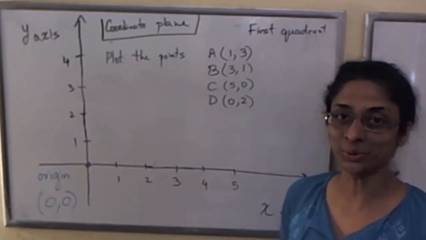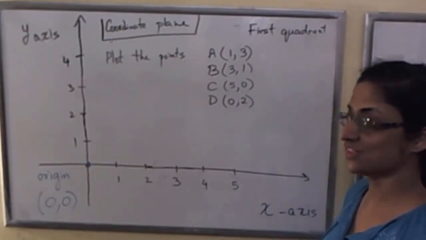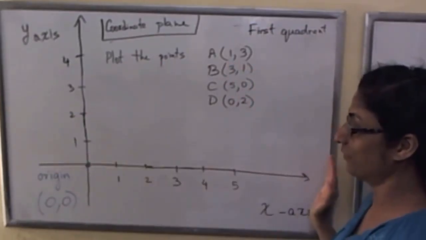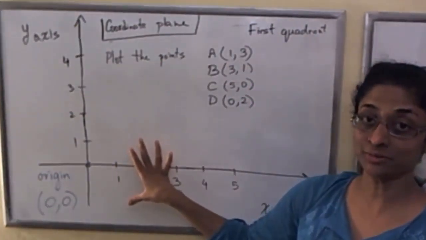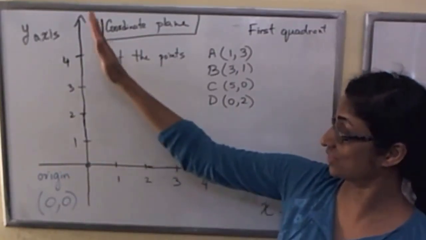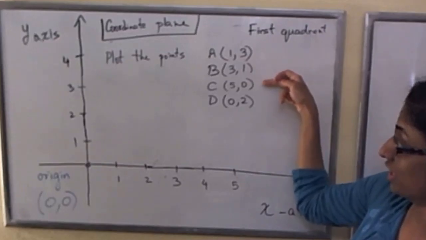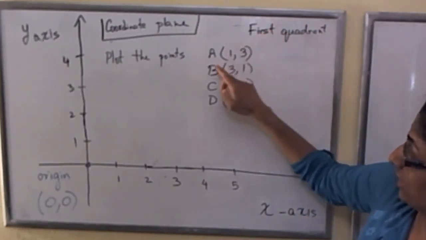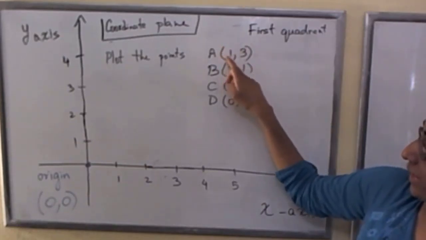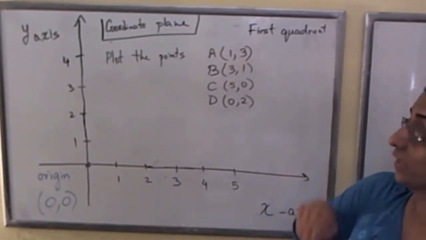Hi, in this video we'll do a quick exercise where we plot these given points. Notice that we have a coordinate system. Relative to this coordinate system, which consists of this x-axis and y-axis, we would like to plot these points. Remember, A is a point whose name is this ordered pair (1, 3).